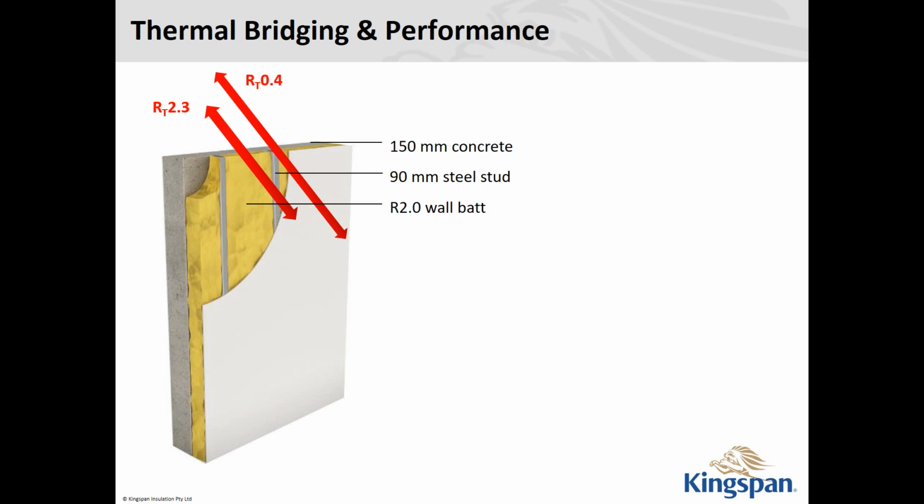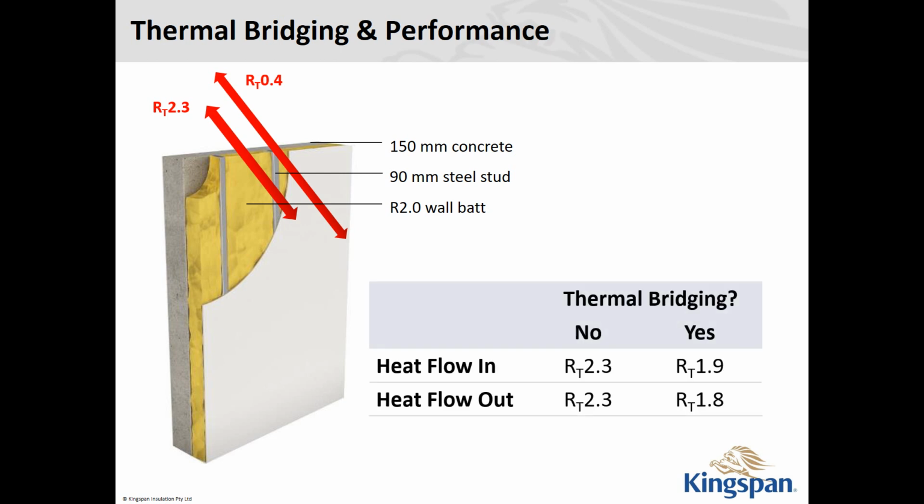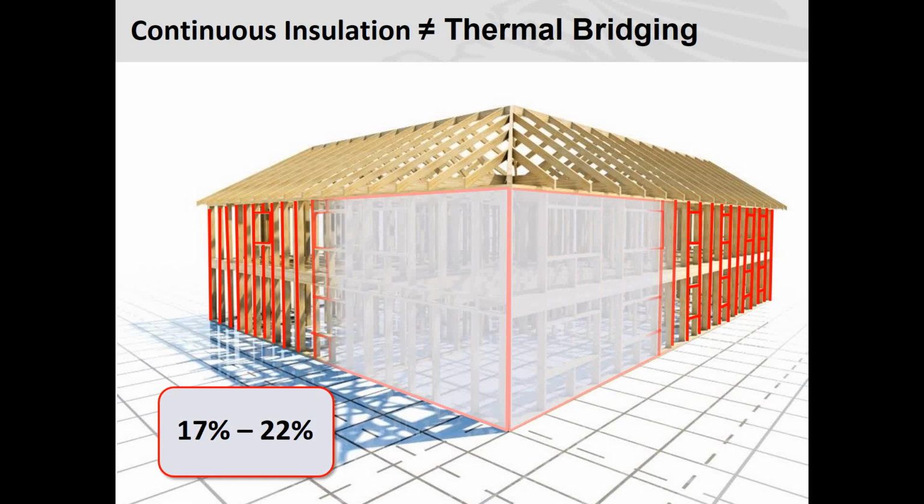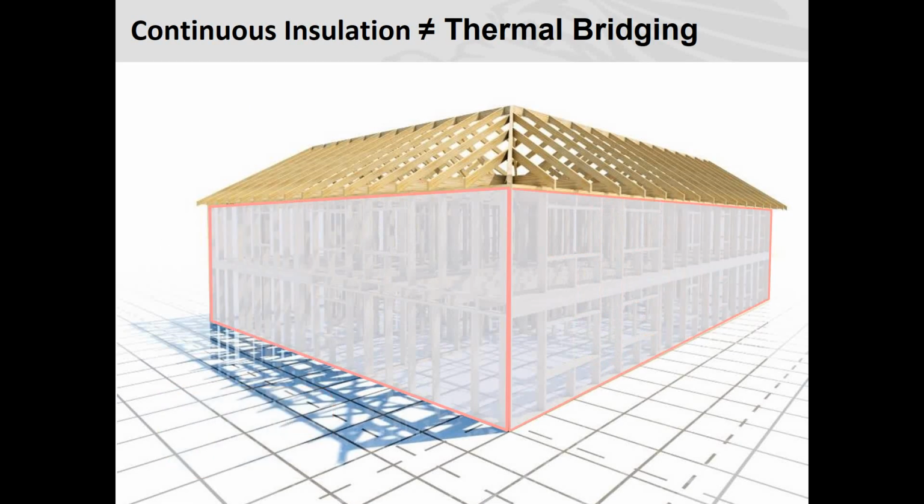So if you had, say, an R2 insulation in there, where your stud is, where your concrete is and your steel stud, you're getting 0.4 of insulation. So your total R value is really dropping from R2.3 to say an R1.9 or an R1.8 as a total R value. So the idea is we're really trying to wrap that building and get that continuous form of insulation.